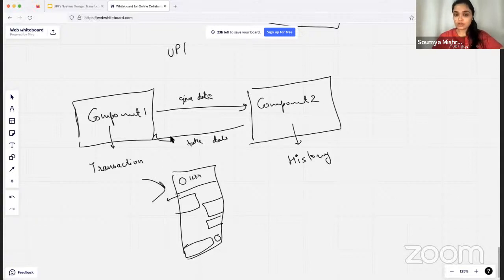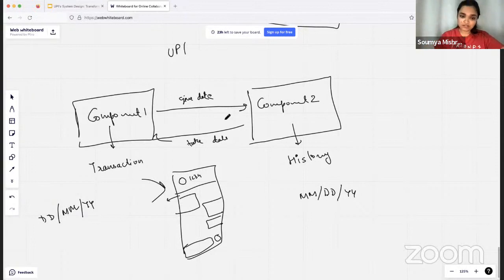Now assume the transaction component expects that the date will be in DD, MM, YY format. But the history component over here sends the date in the European format. So they will send MM, DD, YY. Do you think it's going to be a problem? Right. It is going to be a problem, right? It is a very big problem.